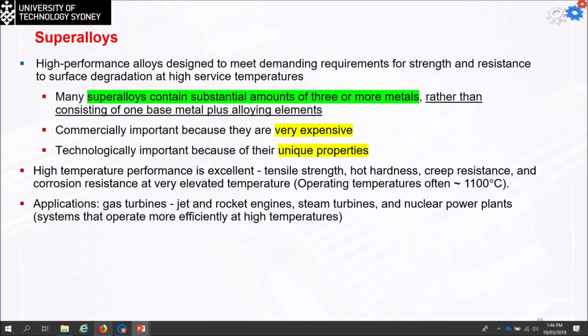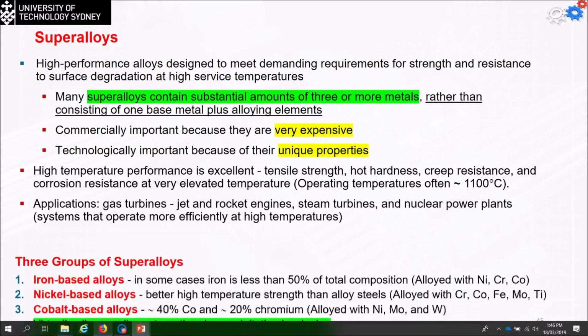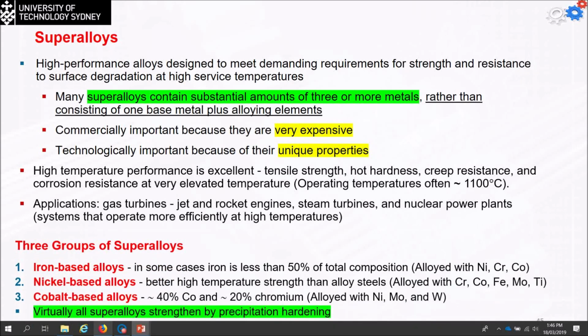We have three groups of super alloys. The iron-based alloys, where the base is iron but less than 50%, alloyed with nickel, chromium, and carbon. We also have the nickel-based alloys, with better high-temperature strength than alloy steel, alloyed with chromium, carbon, ferrite, and titanium. The cobalt-based alloys contain 40% cobalt and 20% chromium. Super alloys get their strength through the precipitation hardening process.